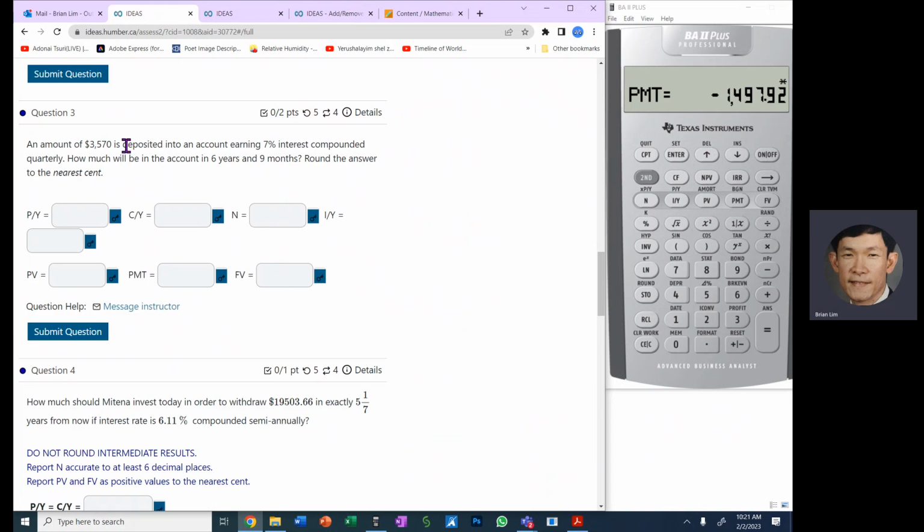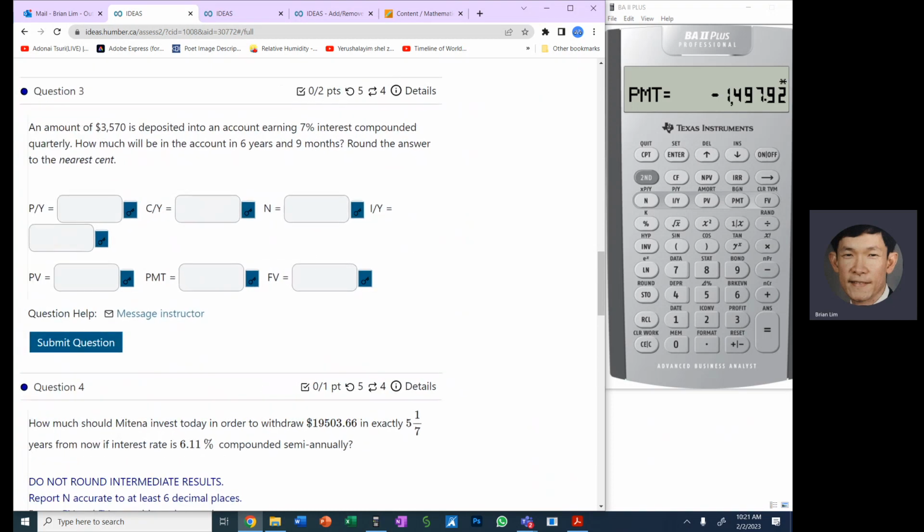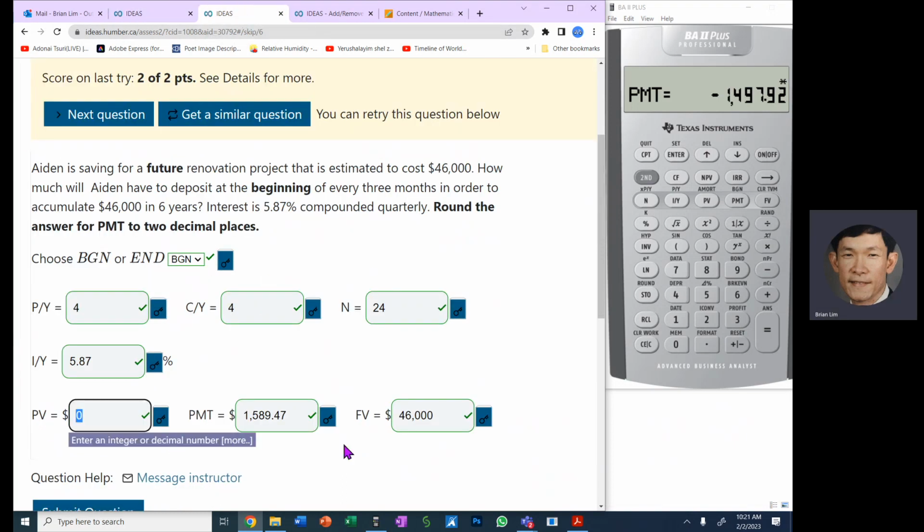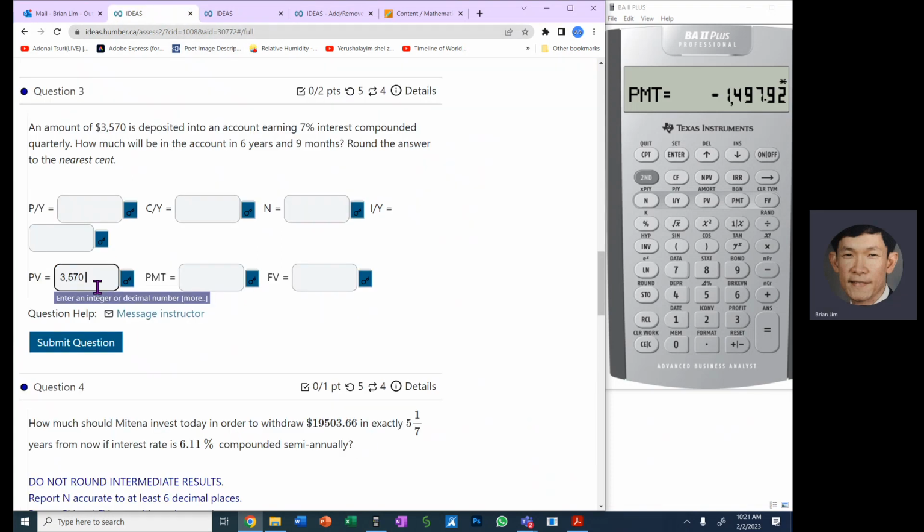If we go back, way back, this is one. This question here, we can actually do it. An amount of 3,570 is deposited into an account. So that amount of money is a present value, right? So here we go. Let's put it in here, and that's the present value. Note, in these ones now, present value is 0. But here, that amount that's deposited is the present value. The payment is 0. Why? Because this is a one-time deposit.